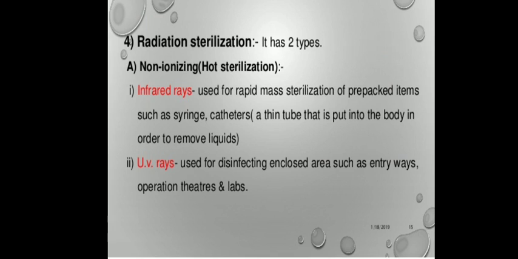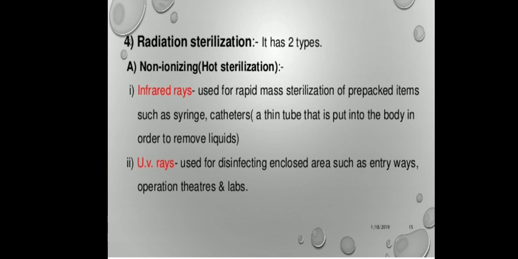Then the fourth and most important type of physical method is radiation sterilization. Now, radiation sterilization again has two types. The first one is non-ionizing or hot sterilization. In the non-ionizing sterilization technique, the first one is infrared rays.